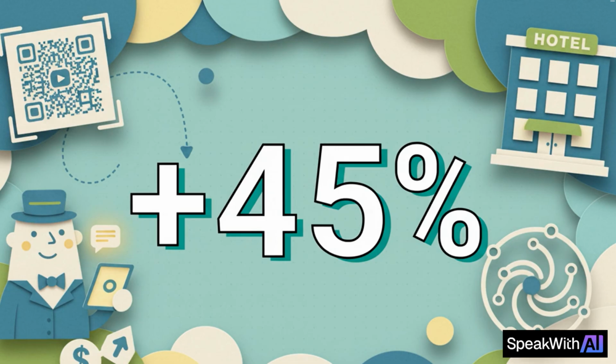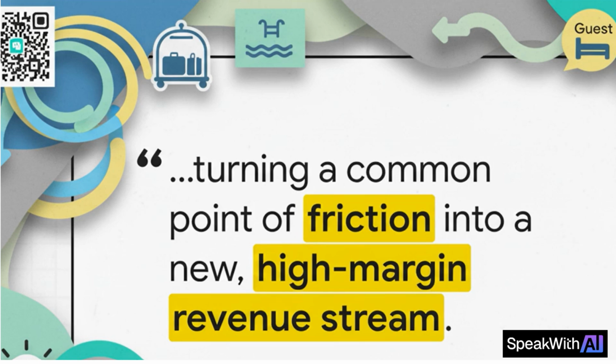Let me give you a real-world example. A VP of operations at a hotel group looks at their dashboard and sees a massive 45% spike in questions about late checkout every single morning. Now, that's not just a series of annoying phone calls. That is a clear, quantified signal of unmet market demand. So what do they do? Based on that data, they create a new high-margin $30 ancillary product: paid late checkout.